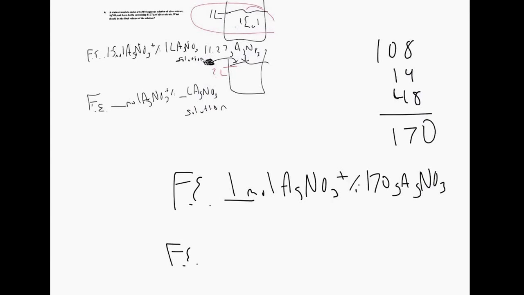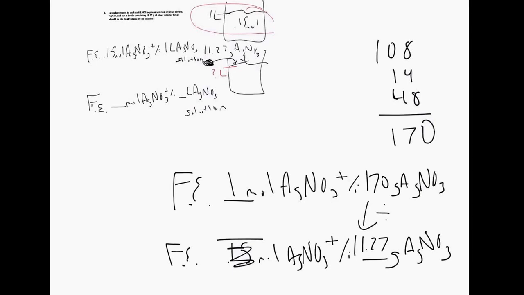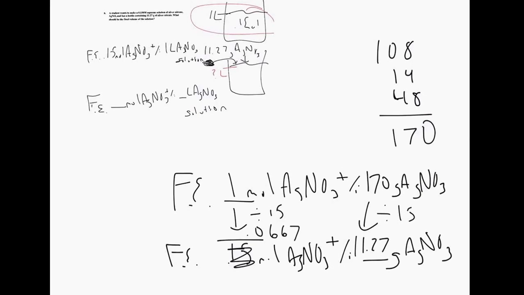And then we've got 0.15 moles of this stuff. Blank grams. Oh, sorry, we don't have 0.15. We have 11.27 grams of this stuff. This is the solid AgNO3. And the difference between those two numbers is about a 15th. So this is divided by 15, divided by 15, and 1 divided by 15 is 0.0667 moles of AgNO3. All right.